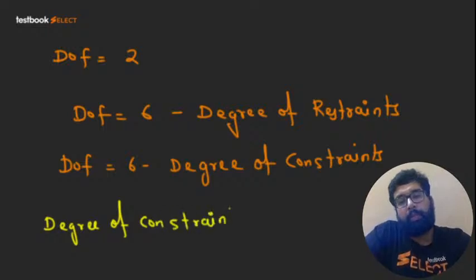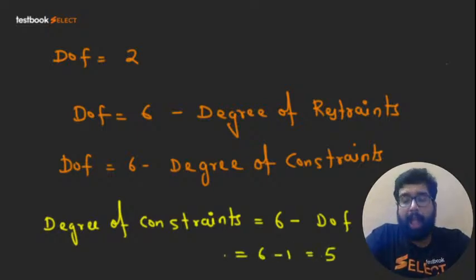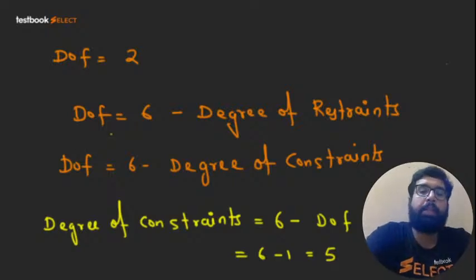What will be the degree of constraints? It will be 6 minus the number of degrees of freedom. How many degrees of freedom does it have? It has 1 degree of freedom. So the degree of constraint is 5. We have put 5 restrictions on this body, and hence its degree of freedom has become 1. I hope this is clear to all of you.